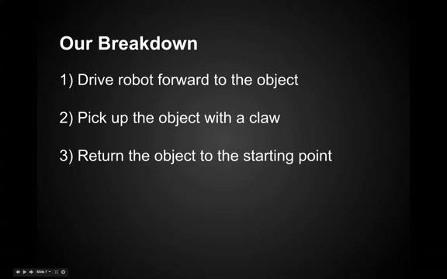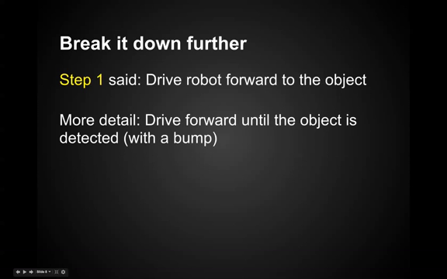So our breakdown has drive robot forward to the object, pick up the object with the claw, return the object to the starting point. It's a little bit more detailed than the 3 points that were in the original task, but it's not overly detailed. We're going to get to the high details next. So let's break it down further.